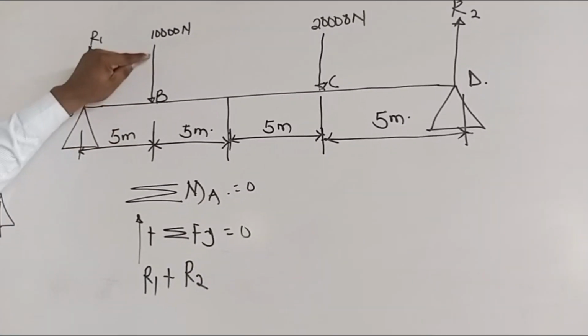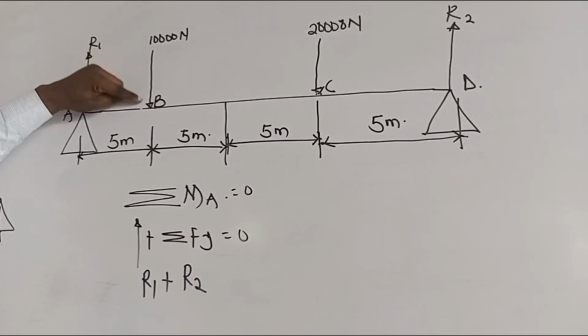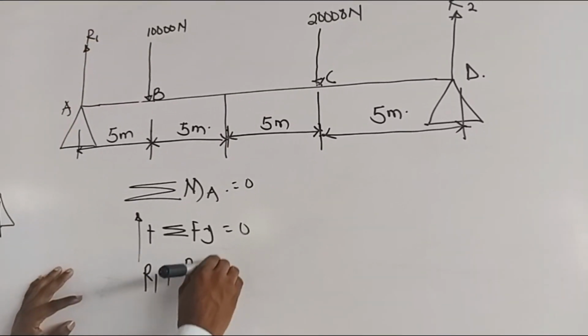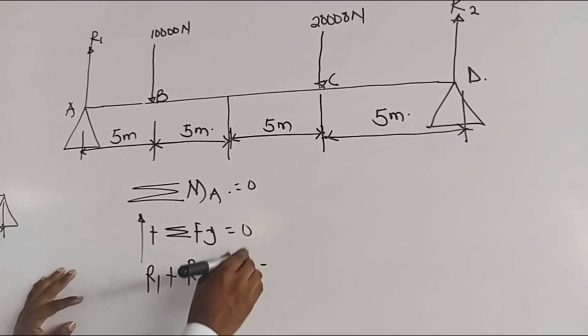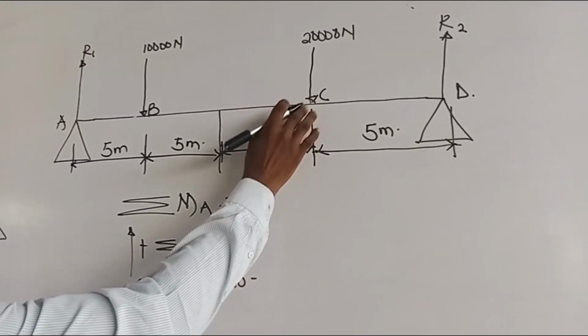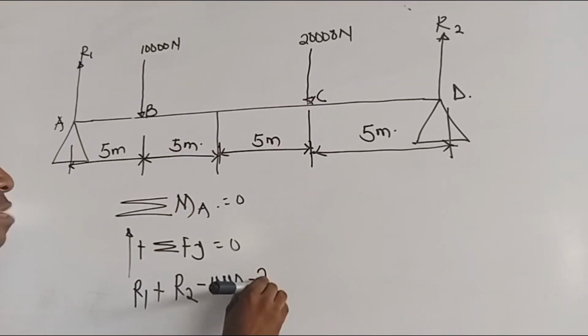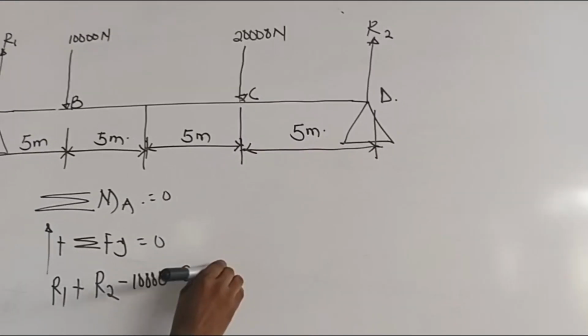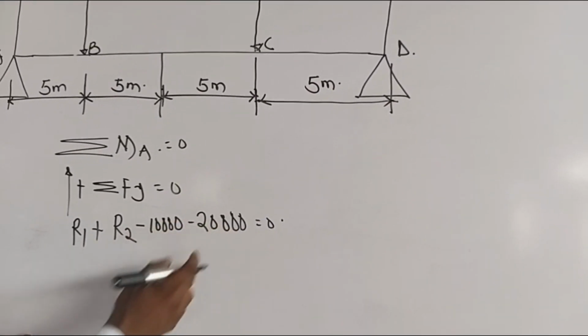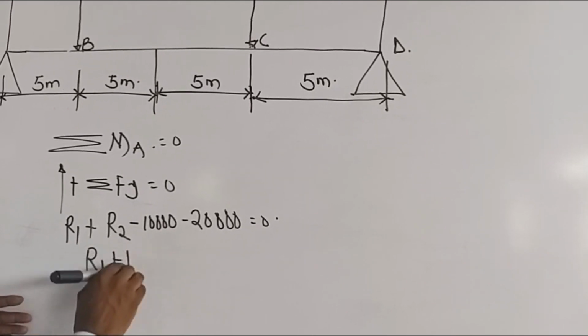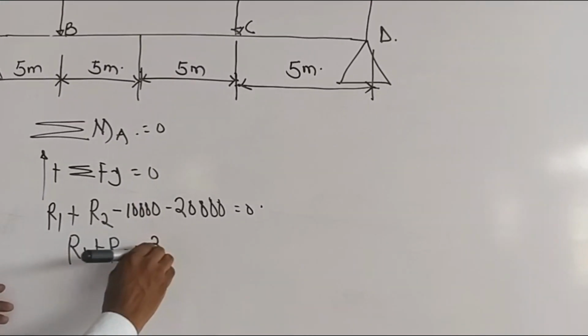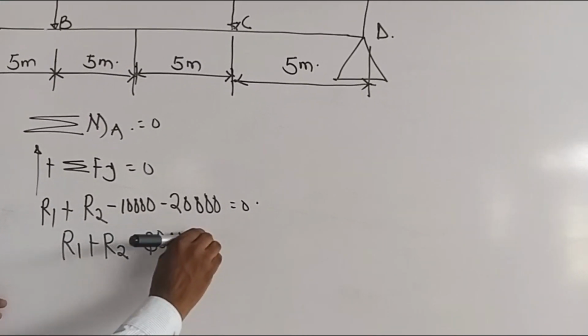The force at point B is a downward force, and since it is acting downward, that is a negative force, 10,000. The force at point C is also acting downward. That is negative also, 20,000, equals to. So I can add these two together. I'm having R1 plus R2 minus 30,000 equals 0.